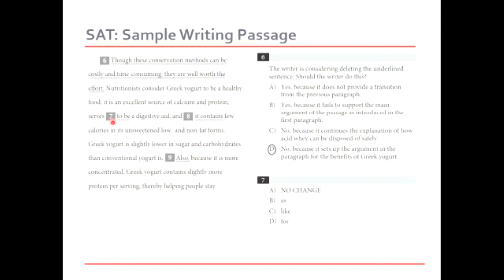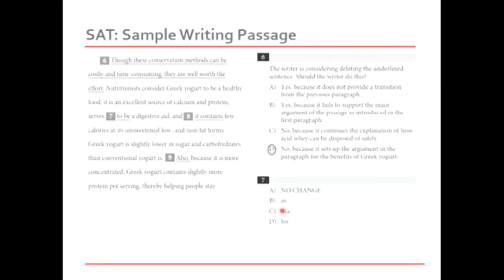Question number 7. Nutritionists consider Greek yogurt to be a healthy food. It is an excellent source of calcium and protein, serves to be a digestive aid. Serves to be a digestive aid. I think that "to be" creates a little confusion in the minds of the reader. Rather than "to be," if we replace it with a single word, a preposition or any word that makes sense over here.